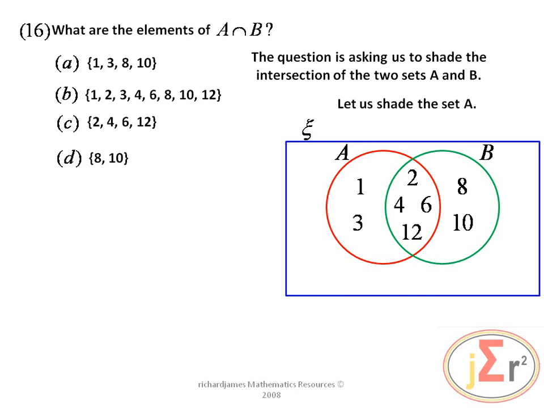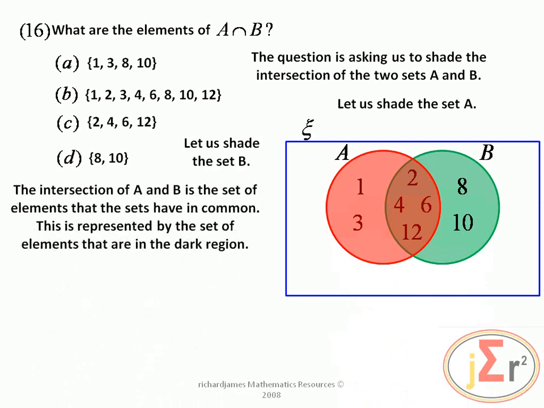So, the question is asking us to shade the intersection of the two sets, A and B. So, of course, let us shade the set A. Do not complain, Jerry. Let us shade the set B also. Good. The intersection of A and B is the set of elements that the sets have in common. This is represented by the set of elements that are in the dark region. So this is the dark region, and this is where we have the elements that are shared between A and B, and those elements are therefore in the intersection of A and B.